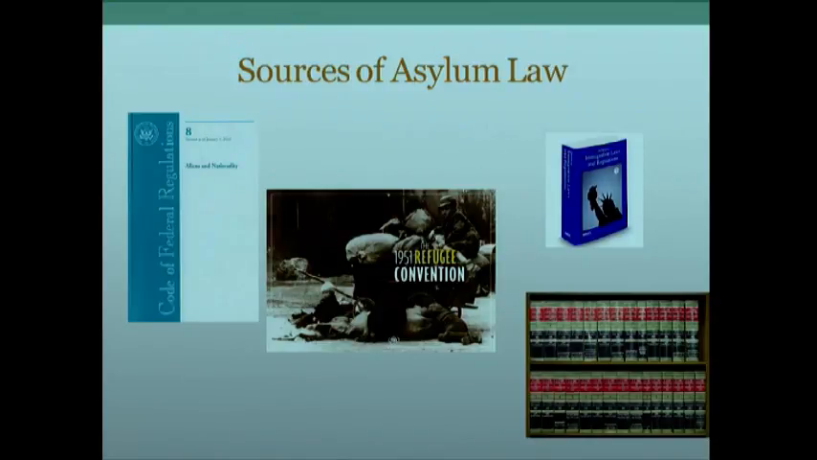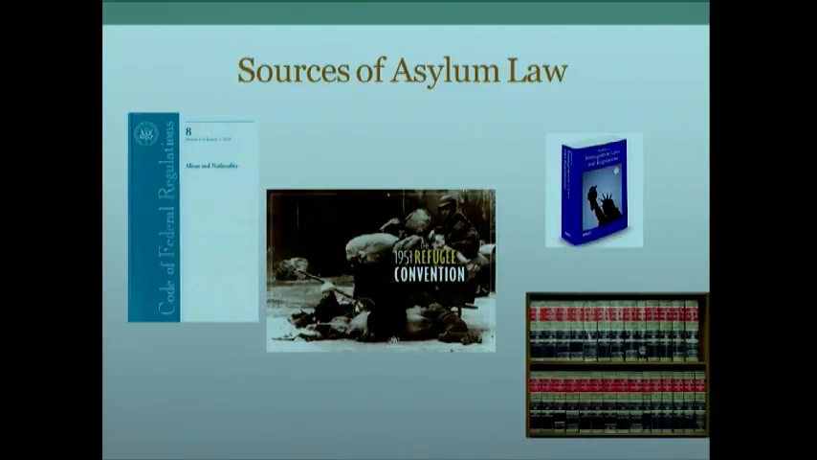And then it was the Refugee Act of 1980 that was really when it was formally brought into domestic U.S. law, and that's where the starting point is in analyzing any asylum case: Section 208 of the Immigration and Nationality Act, and codified in 8 Code of Federal Regulations, Section 208.